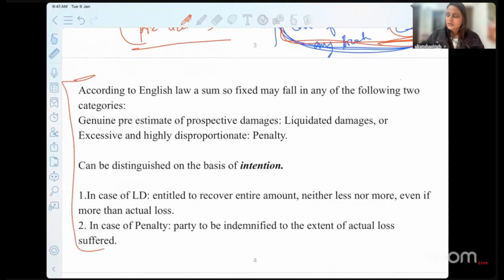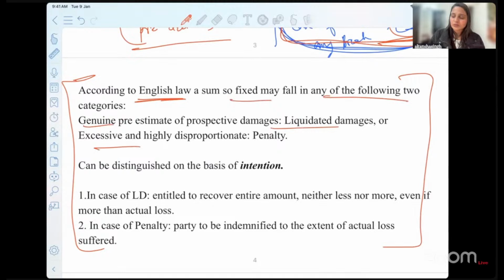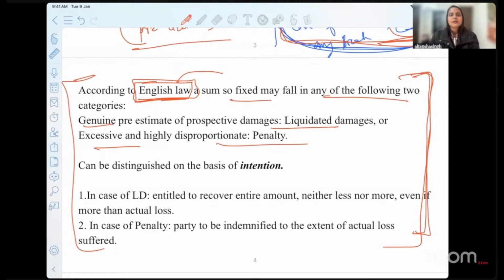Now, what is happening here? As I just explained to you, English law also makes a distinction between the two terms, that is liquidated damages and penalty. Okay, so this slide is basically trying to cover the concept of liquidated damages and penalty under English law. But before I get into that, I'll just tell you that this can be an expected question in your examination, wherein we say how this concept is different in English law versus how it is there in the Indian Contract Act.